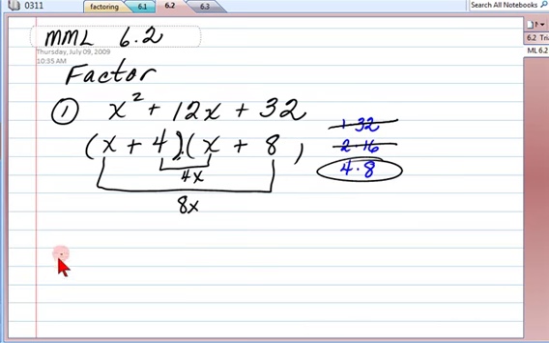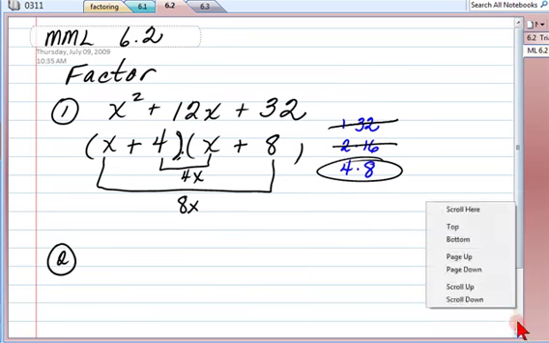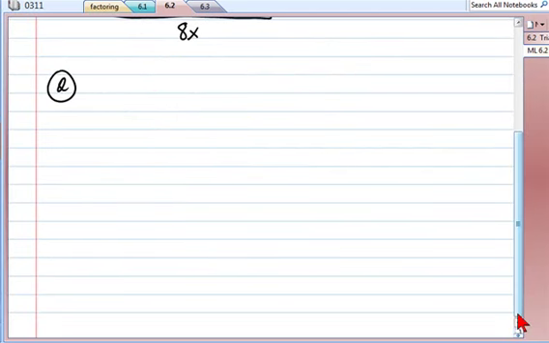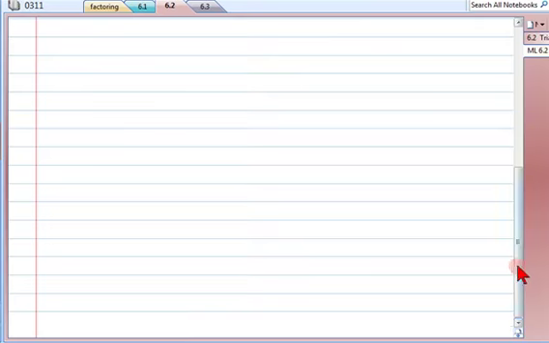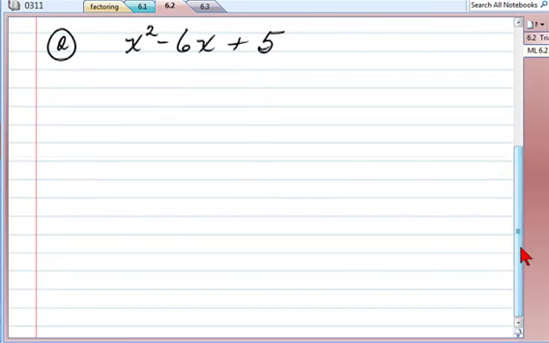Let's look at number 2. Let's factor x squared minus 6x plus 5. All right, is there a common factor? No. It has 3 terms, which means I'm going to look at trial and error. So I start by putting down my parentheses. Once I've made a determination that I'm going to use trial and error, then I think about the sign patterns. The last sign is positive. So what does that tell us about the 2 signs?